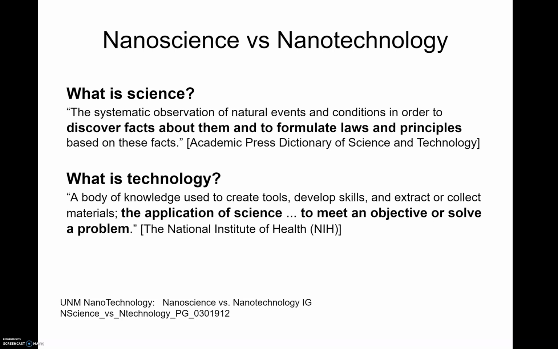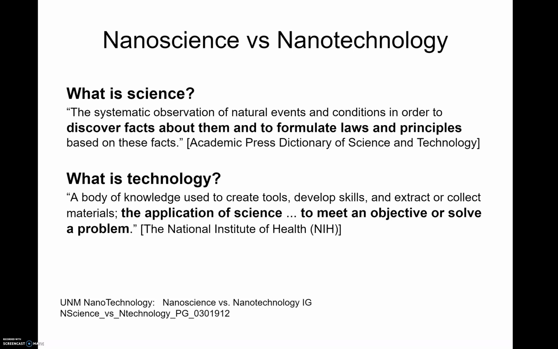So according to the American Press Dictionary of Science and Technology, science is the systemic observation of natural events and conditions in order to discover facts about them and to formulate laws and principles based on these facts. So to discover facts, to understand things, discover things, that's science.